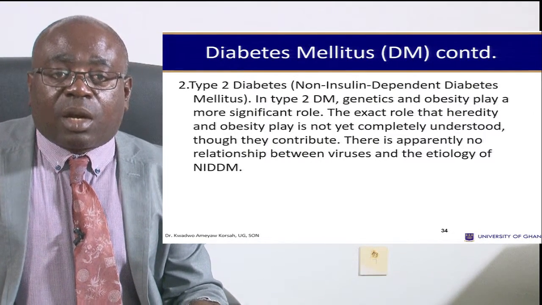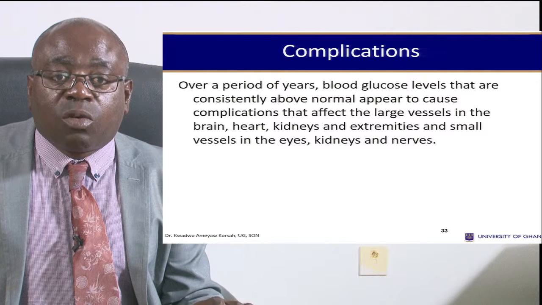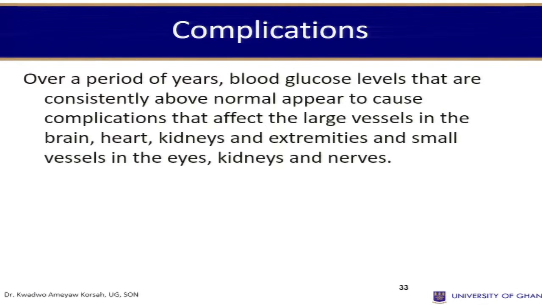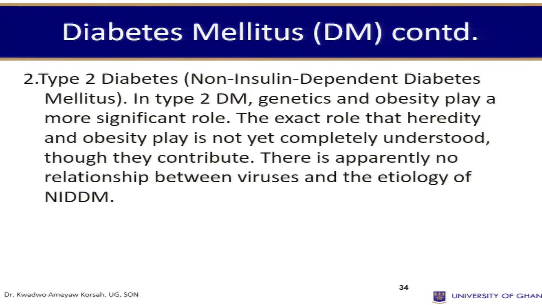Complications are also there. Over a period, blood glucose levels that are consistently above normal appear to cause complications that affect the large vessels in the brain, the heart, and the extremities, and small vessels in the eyes, kidneys, and nerves.